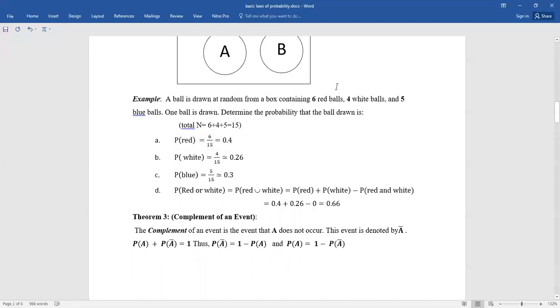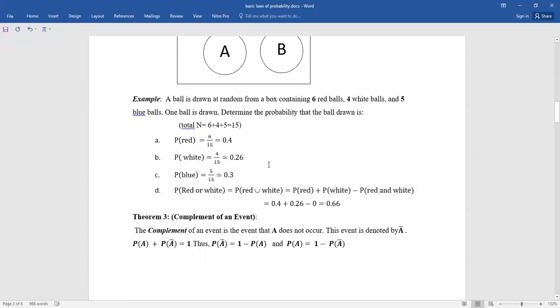So how many red balls do we have? Total is 15, we got. There are 6 red balls. So 6 over 15. So this is a simple probability. And what is the probability that the ball will be a white ball? There are 4 white balls, 4 over 15. And what is the probability the ball is a blue ball? There is 5 over 15.